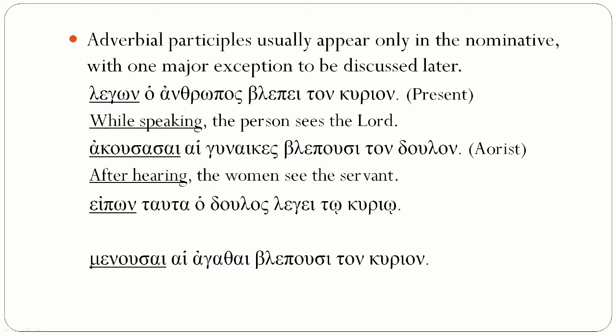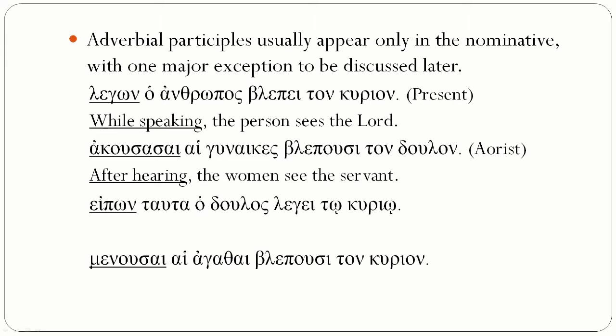The women are doing both the seeing and the hearing. Notice you have an aorist participle, but a present main verb. So this entire sentence is happening in the present. The seeing is your main verb. So you have the present tense "see," but the hearing tells you that the hearing came first. The women first heard, and then now they are seeing. After hearing, the women see the servant.